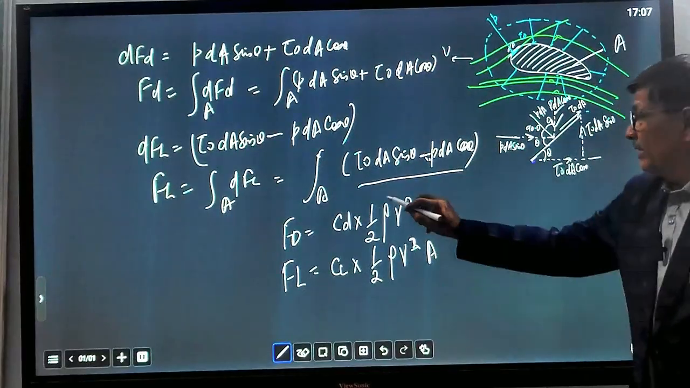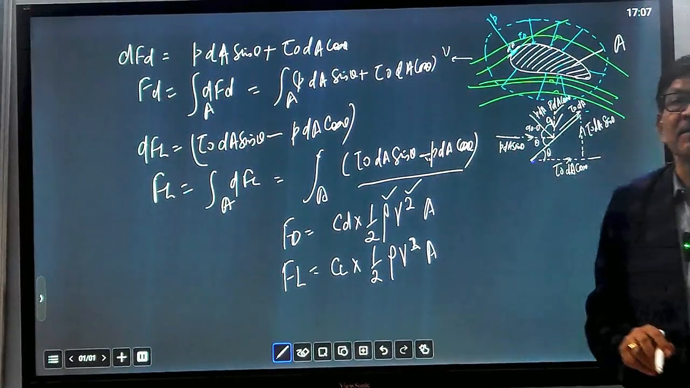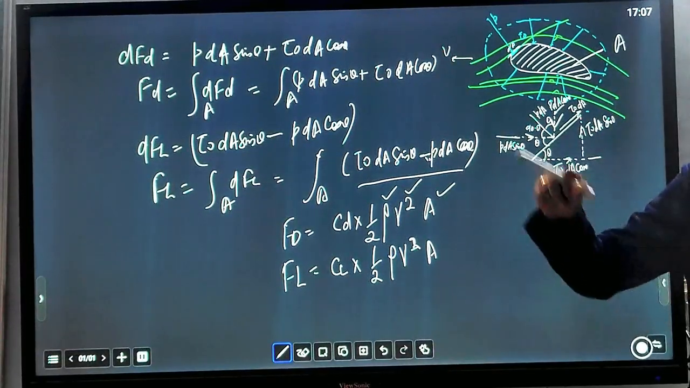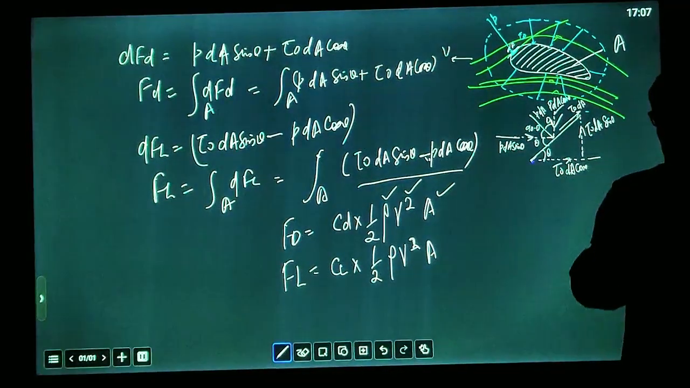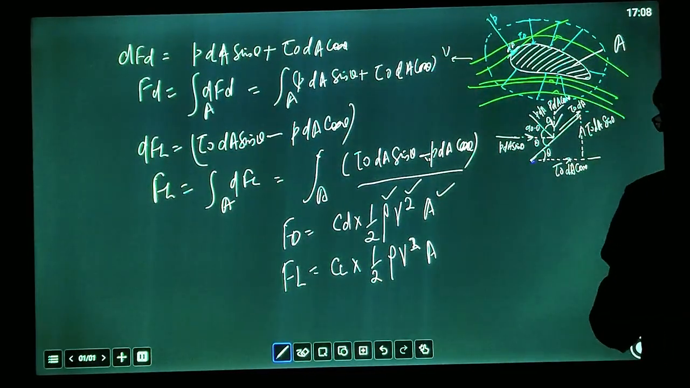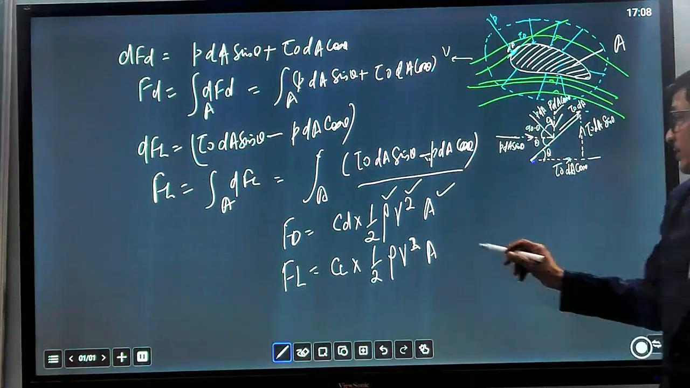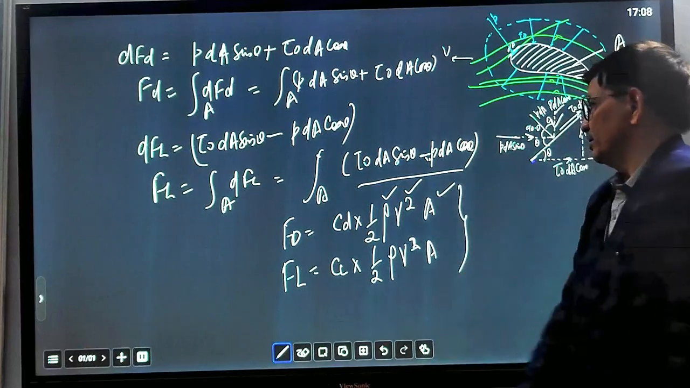Here rho is the density of the fluid, that is air. V is the cruising speed of the object. A is the frontal area of the wing, the aeroplane wing, or the frontal area of the car surface. If the car is cruising forward, then the frontal area of the car is the whole top layer, which includes the frontal area of the engine, bonnet, and roof. So this is the frontal area which we have to consider in calculation.